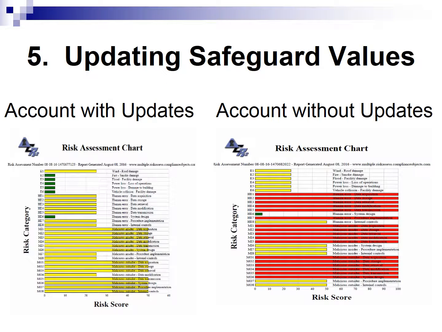This slide shows an account that has no NA safeguards, but does have 14 safeguards that require annual review. The assessment summary graph with updates shows reasonable compliance. The same site without updates shows unacceptably poor risks.